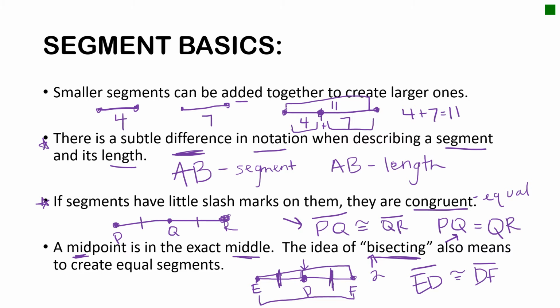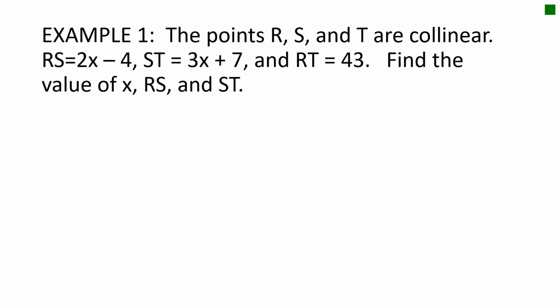So getting down to it, our first example: the points R, S, and T are collinear. Well, what does it mean to be collinear? We just did that vocab. If you don't remember, look back in your notes. Okay. Collinear means 3 points on the same line. So this is just a segment or a line, however you want to say it.